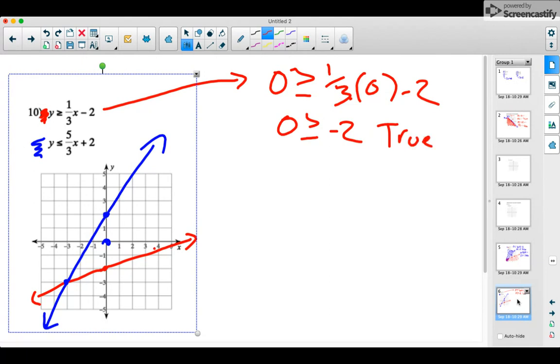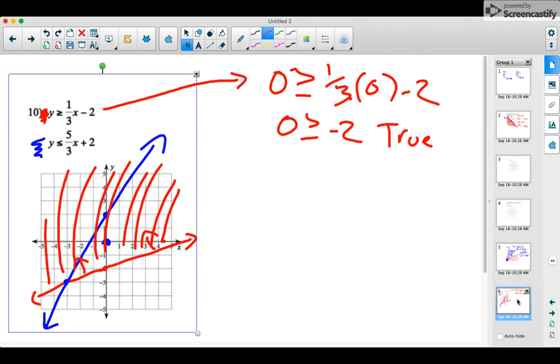So for my red line, 0, 0 is true. So that means I need to shade towards 0, 0, towards the point that I picked. So shade that in. I don't like to shade too dark because it makes it hard to tell where everything else is. So I usually do it really lightly if I'm working with pencil.